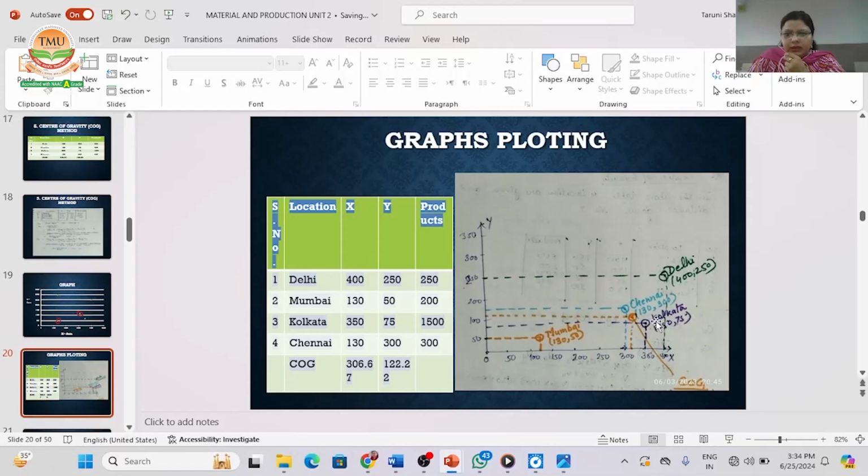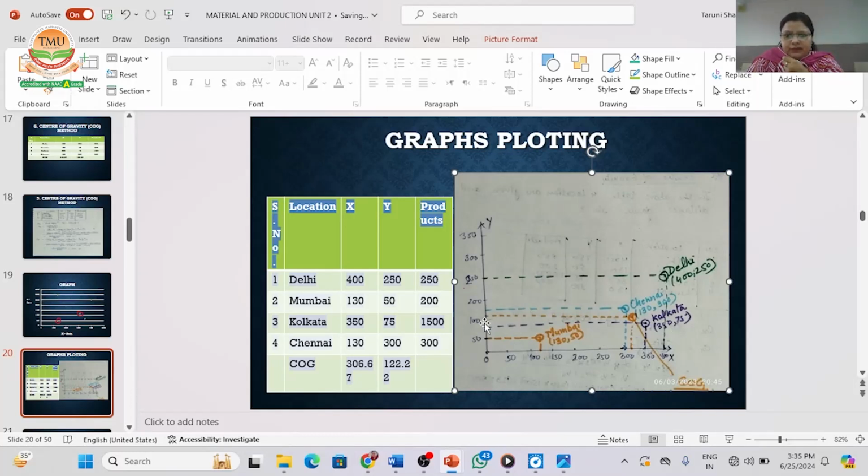And this purple line is Kolkata, and Chennai is 130 and 300. So we will find it on the light blue color, this is Chennai. After that, we will plot the center of gravity which we have found, 306.67. So we have plotted it on the particular graph. This is the handmade graph. It is easy to understand for you.